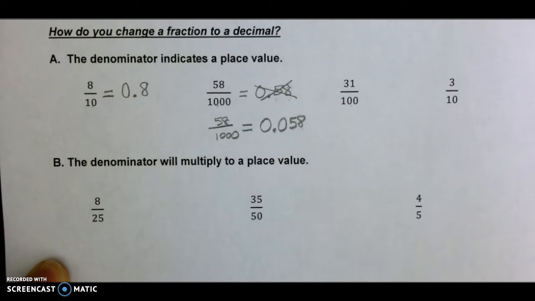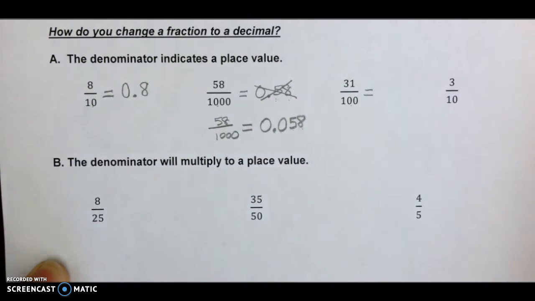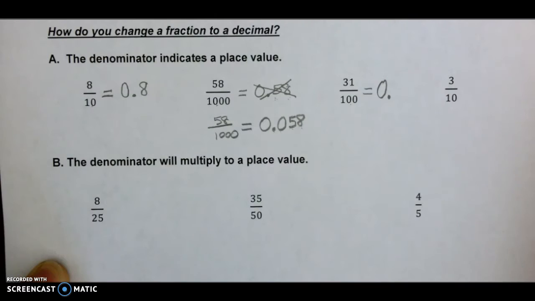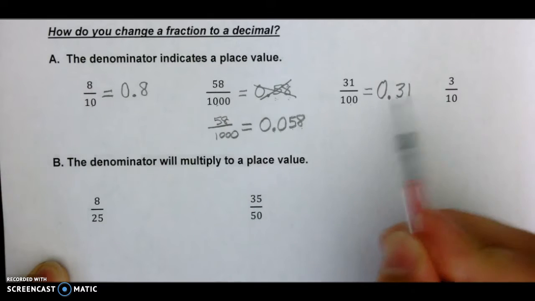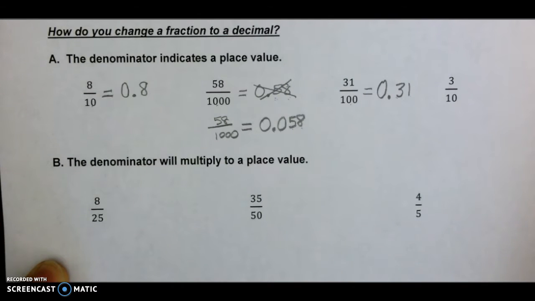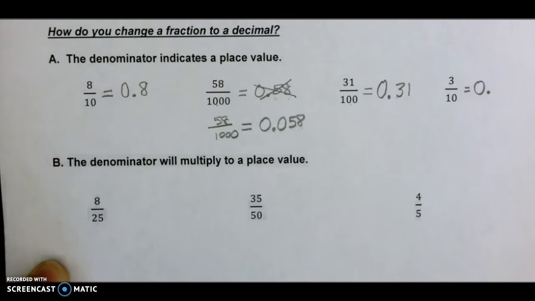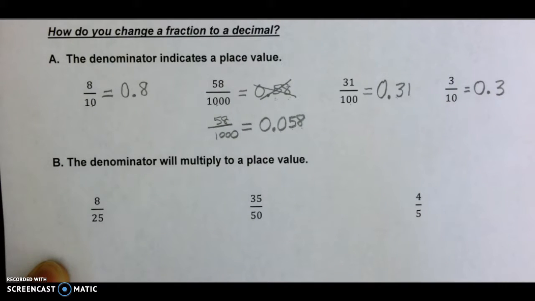My next number is 31 hundredths. Hundredths, again, is 2 decimal place values to the right of the decimal point. So I'm going to start by putting my 0 in my decimal. And then if I put 31 like that, that's 2 place values. There's my number 31 hundredths. My last number is 3 tenths. So again, I'm going to have my 0 decimal. Tenths is the first place value to the right of the decimal point, so I'm just going to put my 3, and there's how you would write the number 3 tenths.